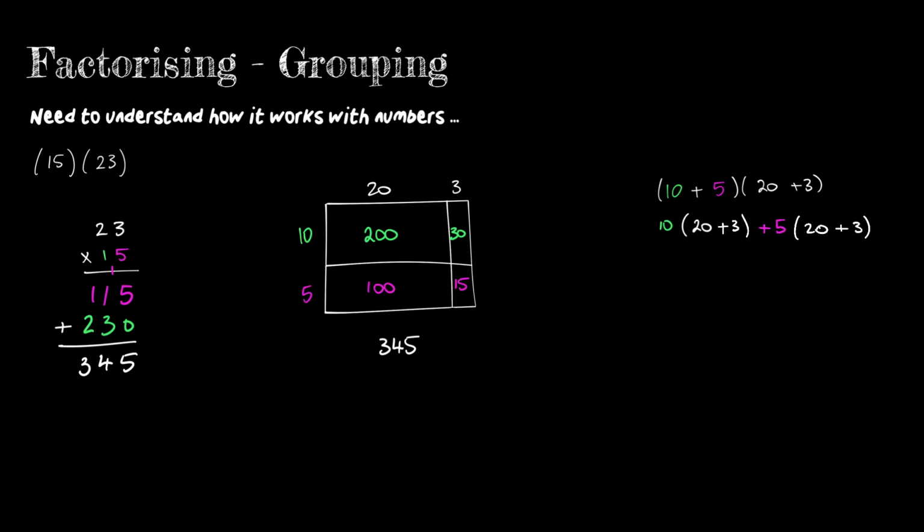Okay, so it's the exact same as what we did earlier. So 10 times 20 gives you 200. 10 times 3 gives you 30. 5 times 20 gives you 100. And 5 times 3 gives you 15. So you can see there what we're going to end up with is 100 plus 200 is 300. 300 plus 30 is 330. 330 plus 15 is 345. Okay, so that's just 3 different ways of representing how we do long multiplication, and you can see them there.